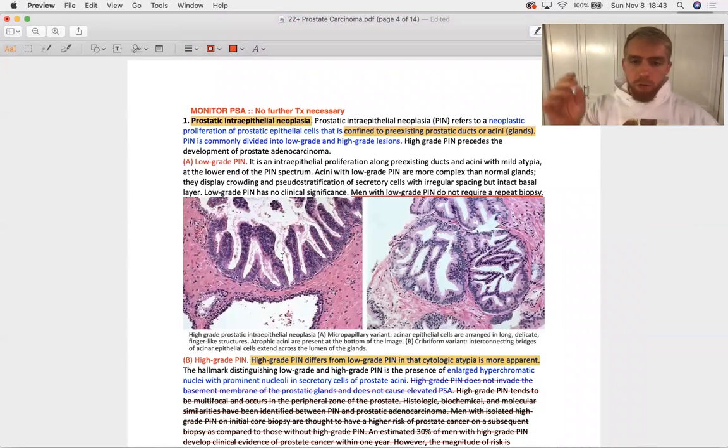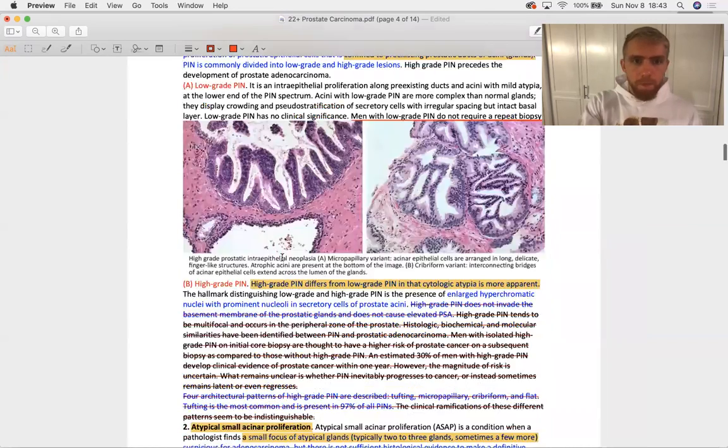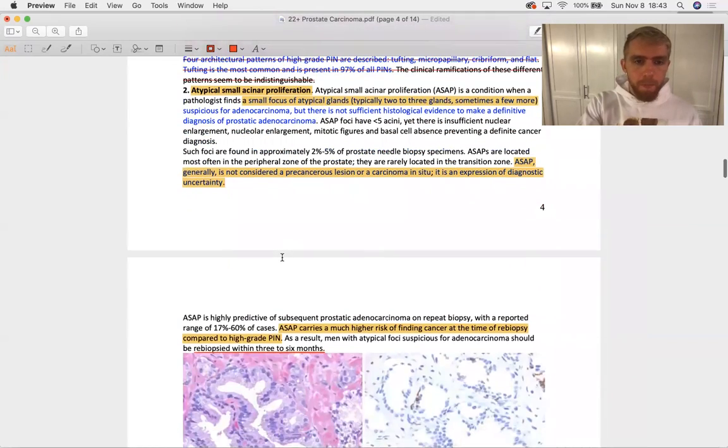Understand before we focus on what it looks like, if you get prostatic intraepithelial neoplasia in a question, you're just going to monitor this patient's PSA. You're not going to treat this thing. You're not going to give them a drug. You're not going to take their prostate out. You're not even going to rebiopsy in most cases.